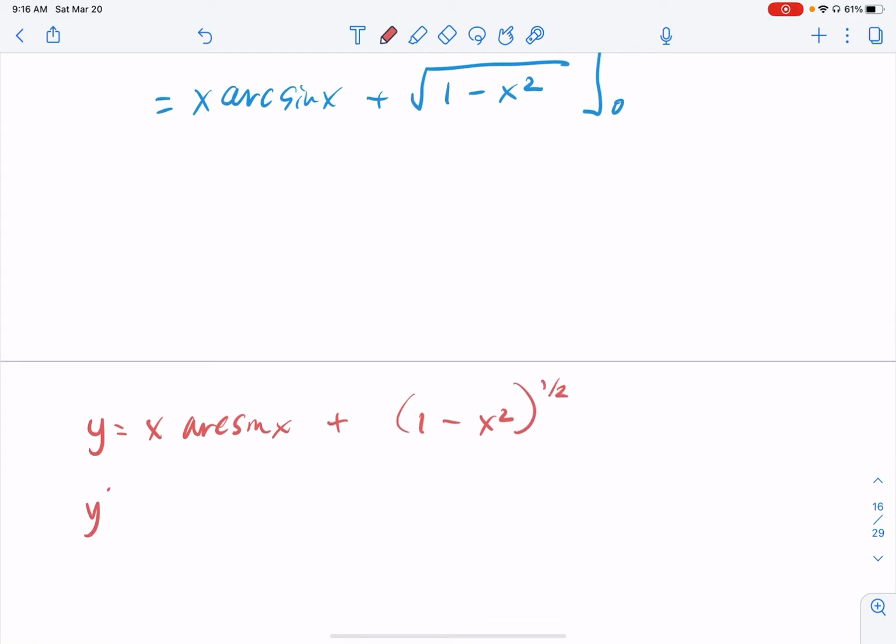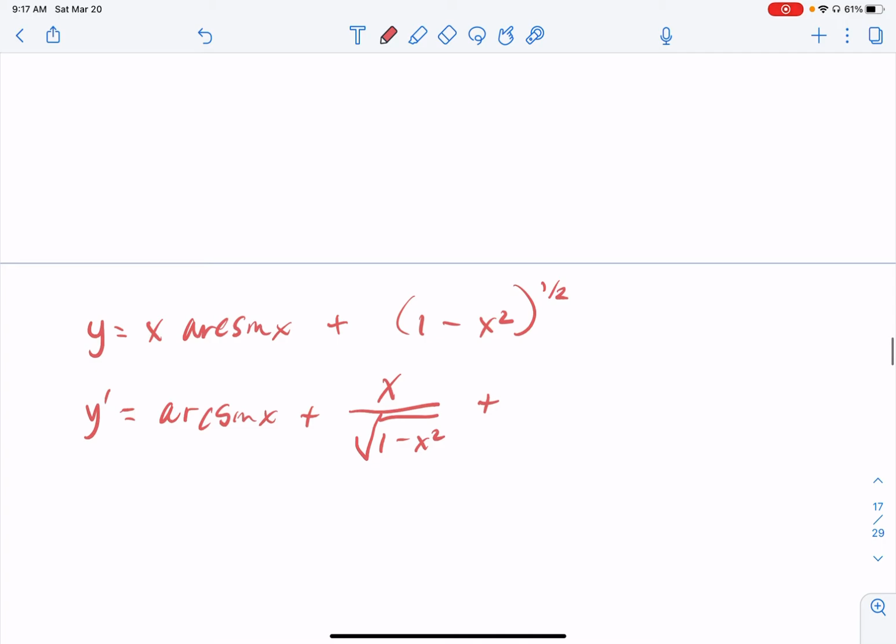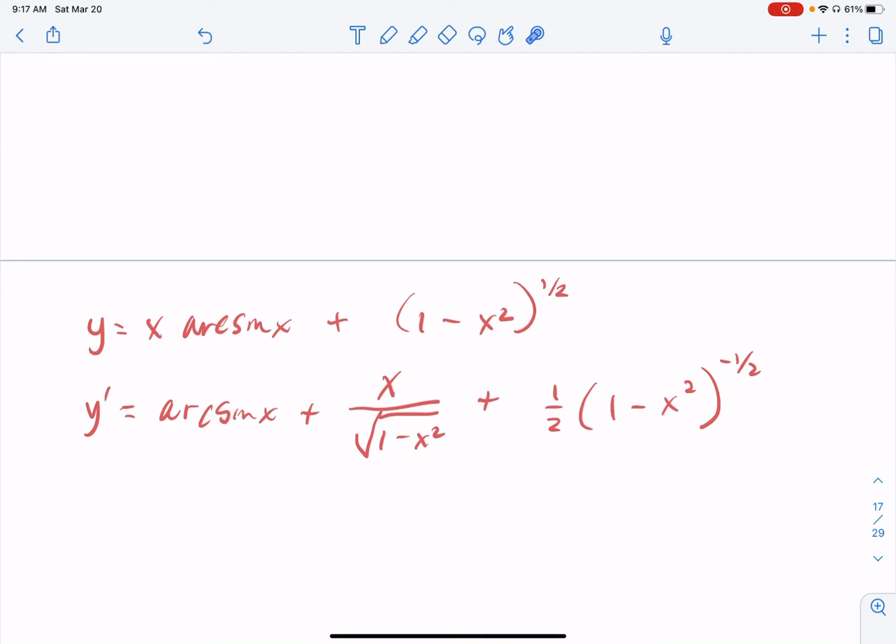Okay, so y prime is equal to, using the product rule here, the derivative of the first one is 1 times the second one, arc sine x, plus the first one times the derivative of the second one. So the first one is x, the derivative of the second one is 1 over the square root of 1 minus x squared. Okay, plus, and now taking the derivative of this one here, I've got, let's say, a leapfrog, so 1/2 times 1 minus x squared to the negative 1/2 power. Now multiply it times the derivative of the interior here with the chain rule, and you get a negative 2x. And of course, the half and the 2 cancel out, but the negative doesn't.